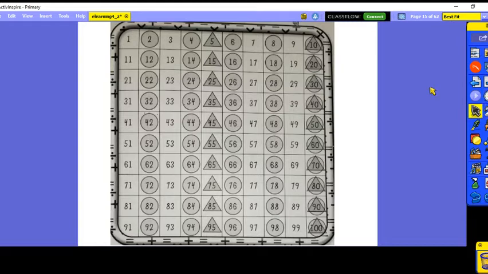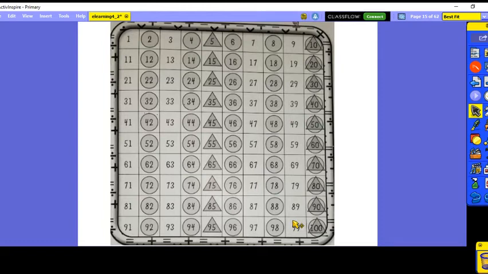Okay, I have a hundreds chart for us. We're going to look at some patterns, and we're just going to kind of practice counting. So first we're going to count by twos, and our circles on here are counting by twos. 2, 4, 6, 8, 10, 12, 14, 16, 18, 20, 22, 24, 26, 28, 30, 32, 34, 36, 38, 40, 42, 44, 46, 48, 50, 52, 54, 56, 58, 60, 62, 64, 66, 68, 70, 72, 74, 76, 78, 80, 82, 84, 86, 88, 90, 92, 94, 96, 98, 100.